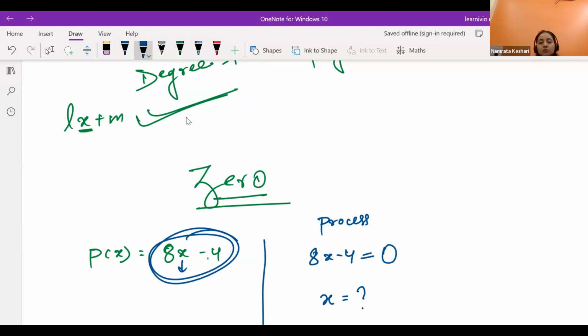What is the x value? Solve it by using class 8 concept. Solve this linear equation. Ma'am, x equal to negative 1 by 2. Negative 1 by 2. Yes. It's 1 by 2 or negative 1 by 2. It's 1 by 2, right?